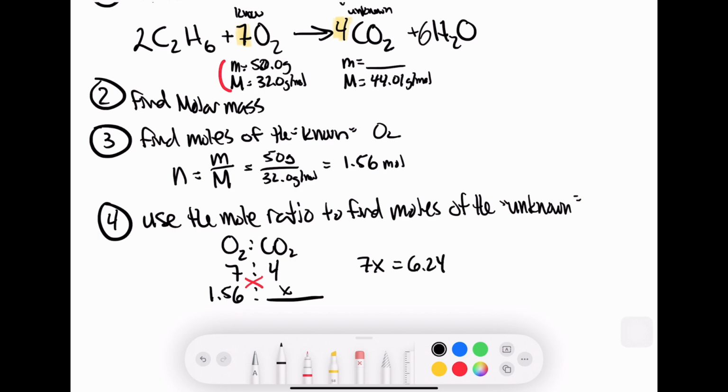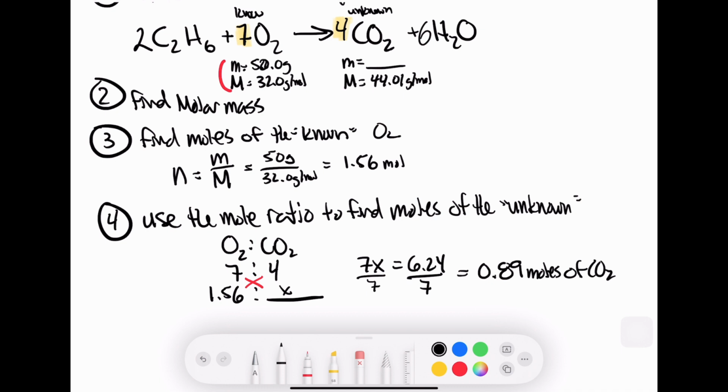And then to get x by itself, I simply divide out the 7. Now, this is the exact same thing as you do when you write out all the fractions in a big long list of multiplication. I just like the look of this and the simplicity of this a little better. And so we divide those two numbers, and I get 0.89 moles of carbon dioxide. So look at that, easy enough.